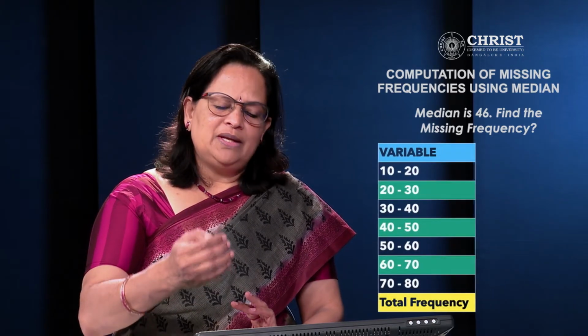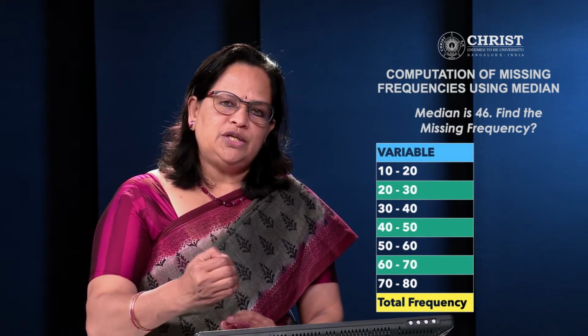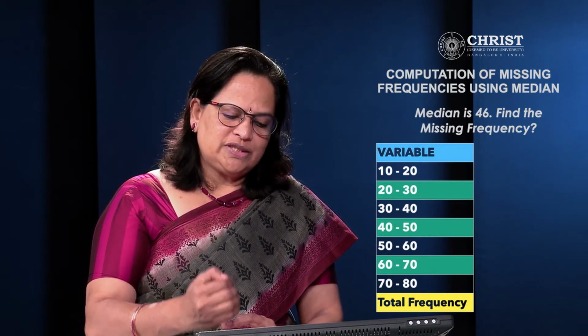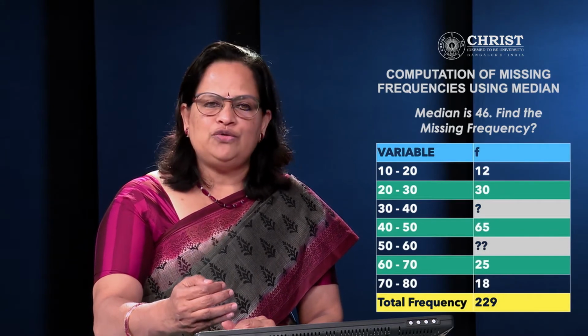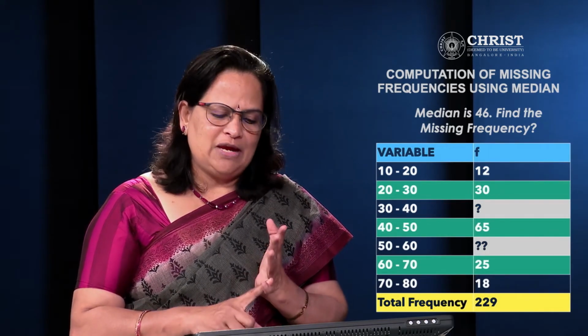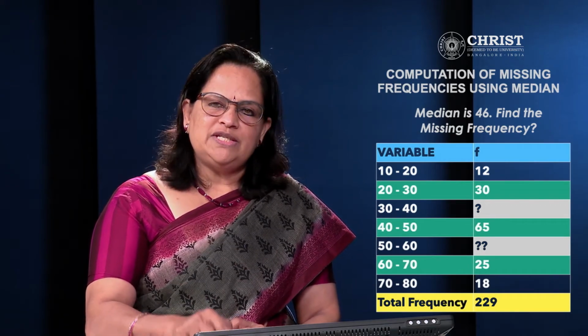Now the next problem is to find two missing frequencies. An incomplete frequency distribution is given below. You are given that median is 46. Find the missing frequencies. The variable is not mentioned. The classes are 10 to 20, 20 to 30, 30 to 40, 40 to 50, 50 to 60, 60 to 70 and 70 to 80. The frequency values: first is 12, next is 30, then 30 to 40 we denote as F1. Next, 40 to 50 is 65, 50 to 60 we denote as F2, 60 to 70 is 25 and 70 to 80 is 18.